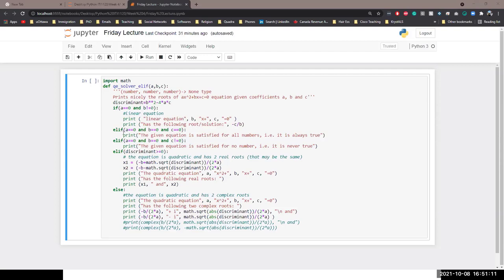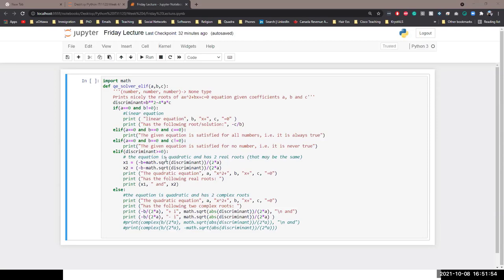Now, we have to check. So elif, that means else if A is equal to zero, and B is equal to zero, and C is equal to zero. In that case, what does that mean, guys? It's always true. Exactly. So we're gonna print the given equation is satisfied for all numbers, i.e. it's always true, okay? Else if A and B are equal to zero and C is not equal to zero, what does that mean? Always false.